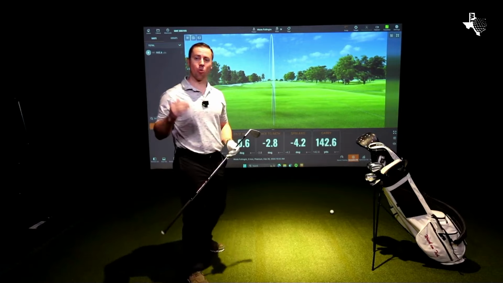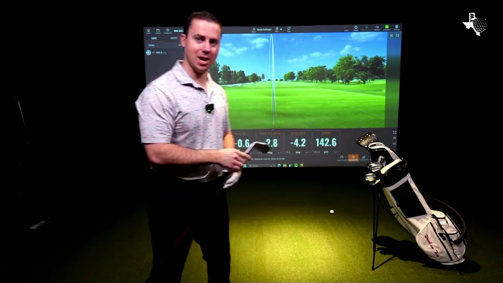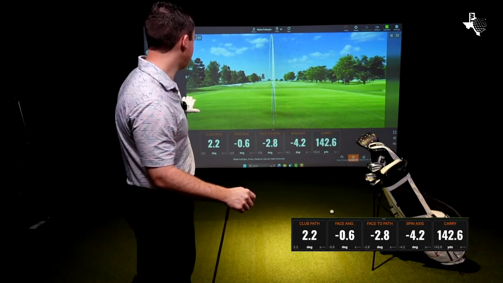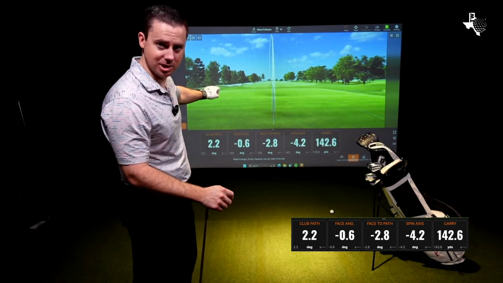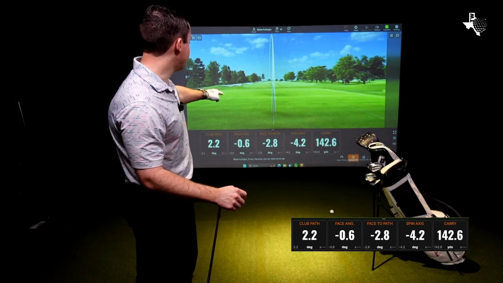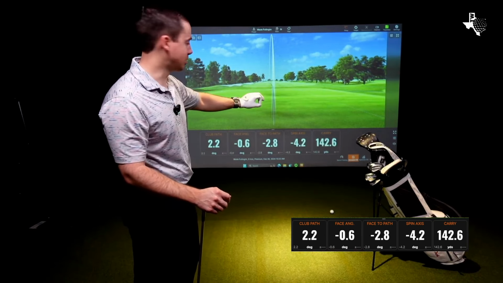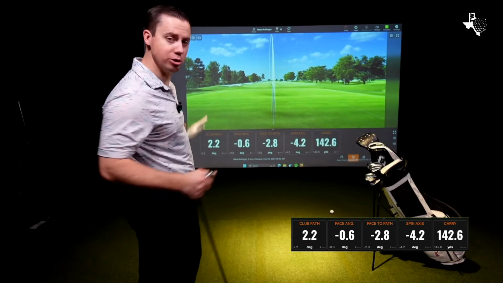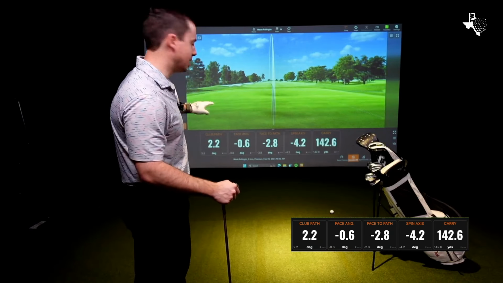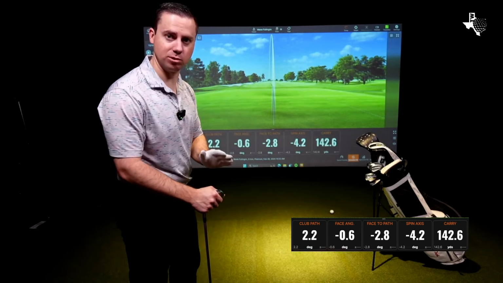Now let's talk about why the golf ball did what it did. As you can see on the screen here, I have a club path of positive 2.2, a face angle of negative 0.6, so pointing a little bit to the left. My face to path was negative 2.8. I had a spin axis of negative 4.2. Now, let's understand these numbers. Club path is the direction your club head was moving in reference to the target.